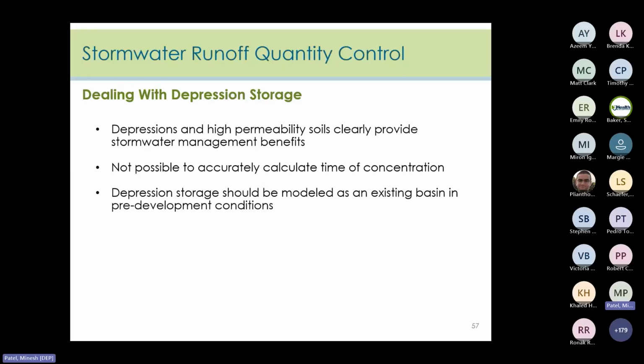Now, moving on to something that was briefly touched on at the beginning of this presentation: if there are existing depressions on a site, meaning a place where water will pond before overflowing, they need to be modeled as existing basins. So as the reviewer, if you identify any depression storage areas on a site, you need to make sure that they're included in the model. Not including them can affect the existing time of concentration and ultimately the peak flow rate. These depressions and high permeability soils provide stormwater management benefits that need to be considered.